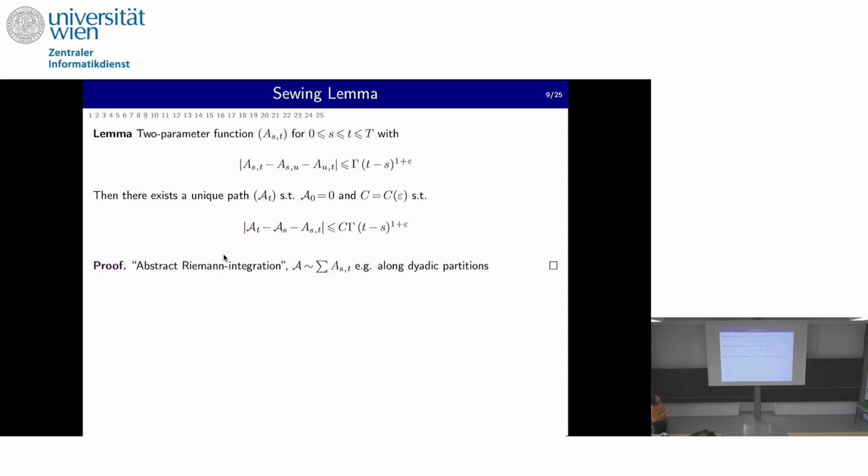And so this condition here tells you to what extent you fail to be additive. And if you don't fail too badly to be additive in this analytic sense, then you can imagine that the summation, as you sum up with some geometric series, will work. So in a nutshell, this is the sewing lemma.